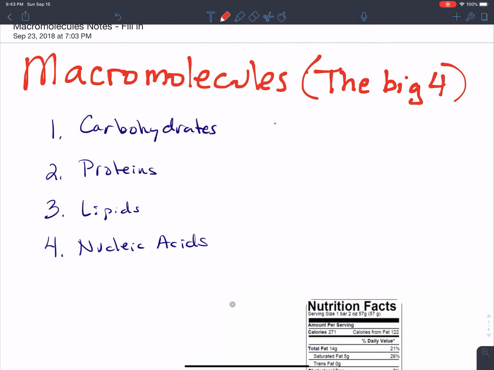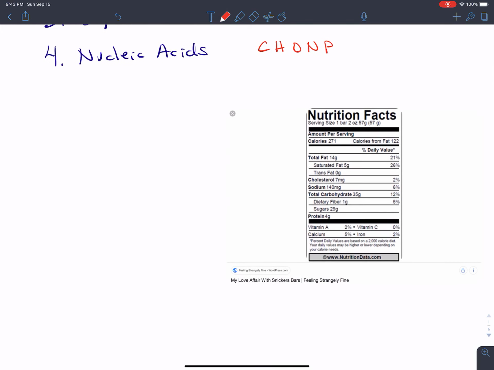Carbohydrates contain carbon, hydrogen, and oxygen. Proteins contain carbon, hydrogen, oxygen, and nitrogen. Lipids contain carbon, hydrogen, and oxygen. Nucleic acids contain carbon, hydrogen, oxygen, nitrogen, and phosphorus. Let's take a look for a minute at a nutrition label on a food.